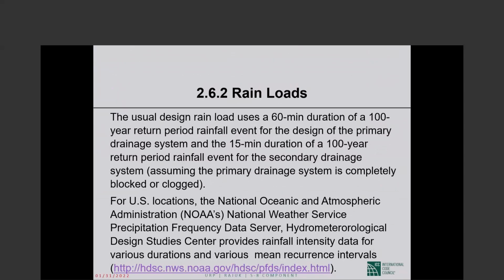So the usual design rain load uses 60-minute duration of a 100-year return period rainfall event for the design of the primary drainage system, and 15-minute duration of a 100-year return period rainfall event for the secondary drainage system. And those numbers can be found from a website that is maintained by the National Weather Service, the National Oceanic and Atmospheric Administration, NOAA. So all I'm trying to say is that the subject is significantly more complex.